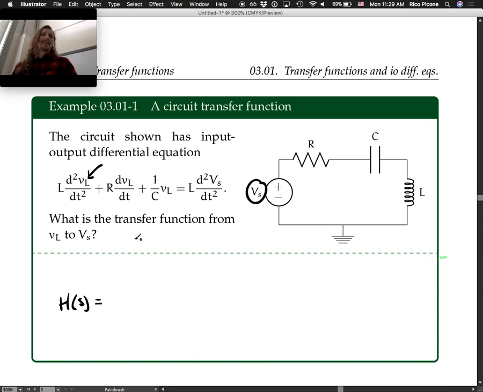Also, I asked for the transfer function from, actually, I feel like I should switch these. This is a mix-up here. I would simply ask for the transfer function from VS as the input to VL as the output. So those should be switched. So that means our VL, we should capitalize VL of S, that is our convention. And then sources are already capitalized, so there's just no good way to go besides just writing VS of S. This is the transfer function for this input-output differential equation.